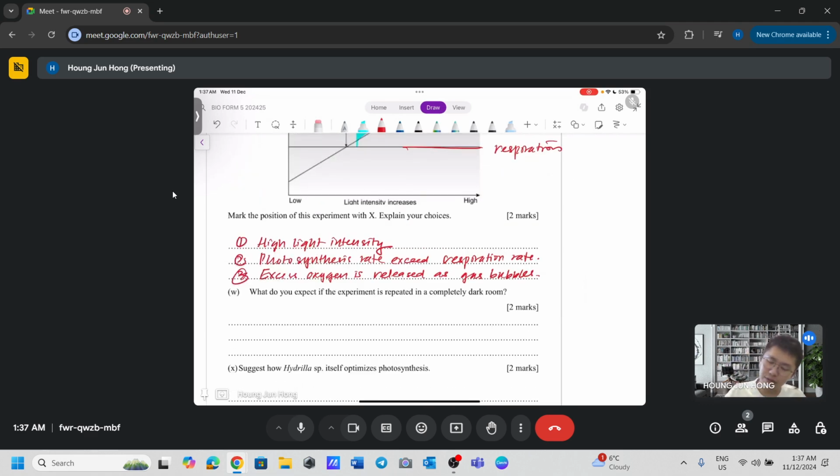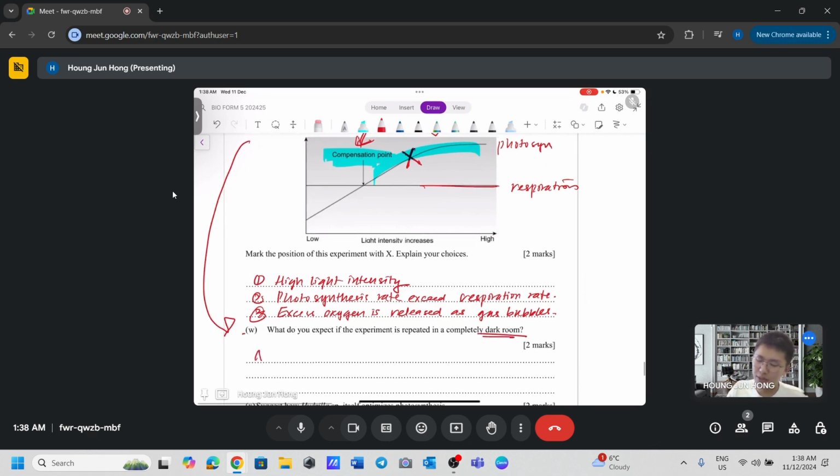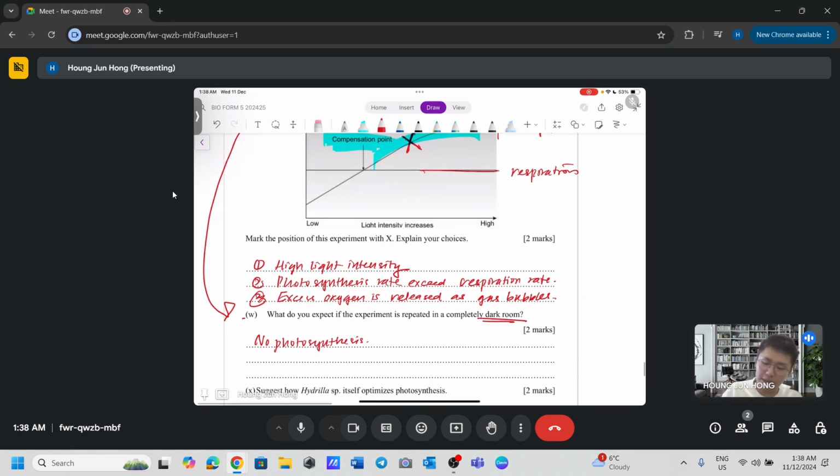Okay, I think this one. First of all, this is in conjunction with the last question. What will happen if your experiment is not in a dark room? Essentially, in a dark room there is no photosynthesis. So what you can say over here is that the compensation point will be delayed.